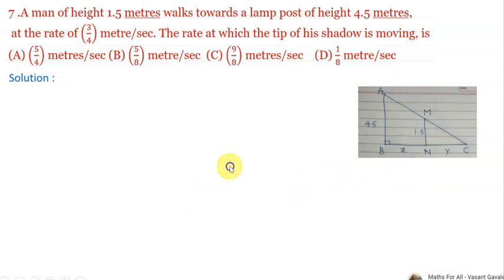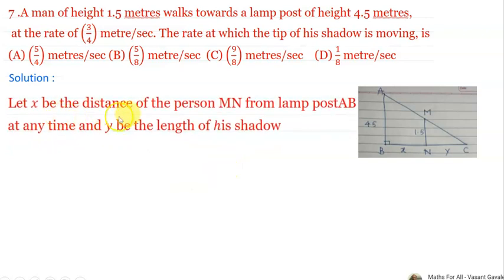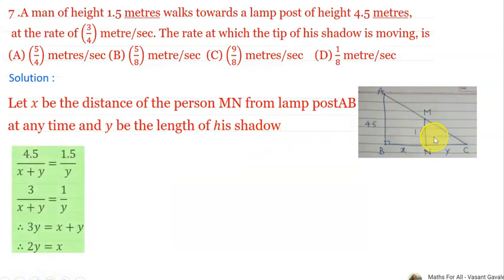Okay, let x be the distance of the person MN from the lamp post AB at any time, and y be the length of his shadow. Now from this figure, these two triangles are similar, that is triangle ABC and MNC. Therefore, 4.5 upon x plus y is equal to 1.5 upon y.